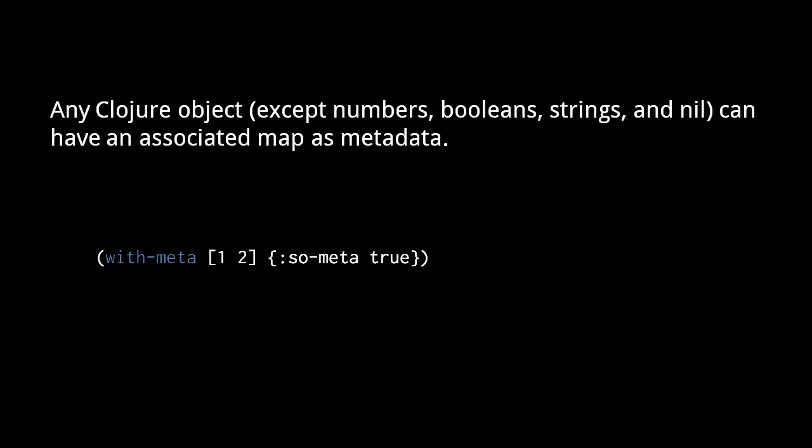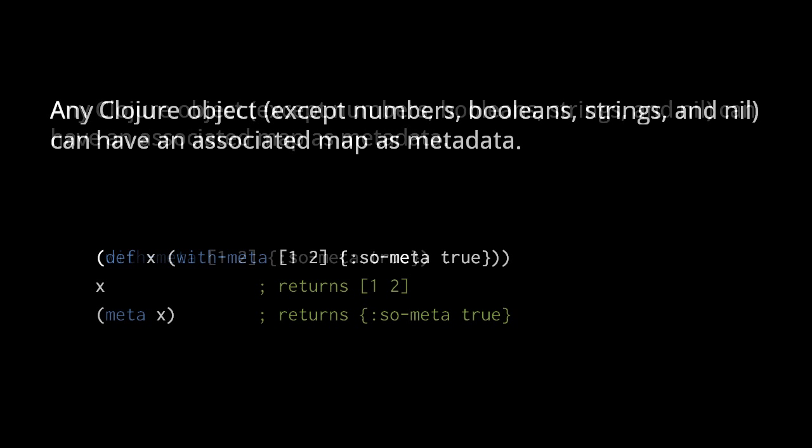We can create a new object with metadata using the withMeta function of clojure.core. This call to withMeta returns a new vector with the values 1 and 2, and this new vector has a metadata map with the key someMeta associated with the value true. To get the metadata map of an object, we use the meta function of clojure.core.